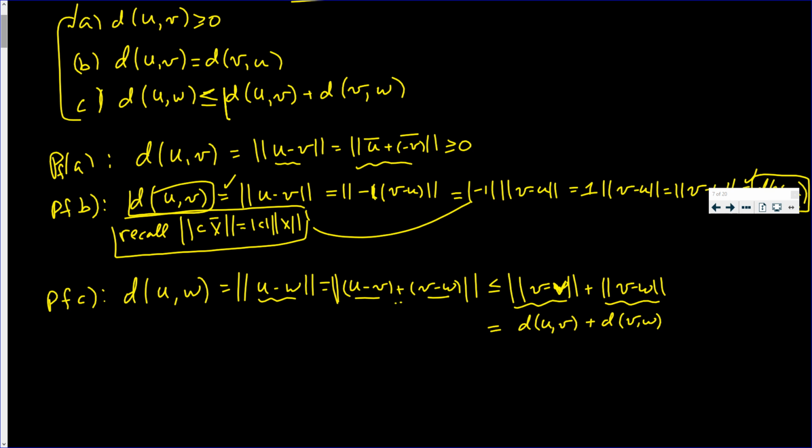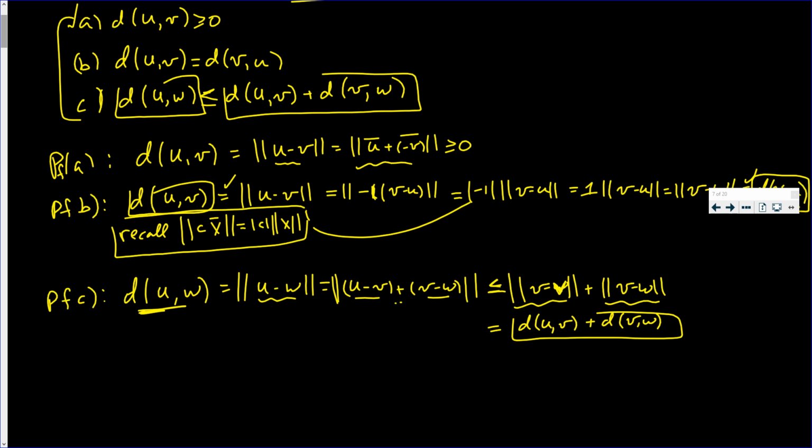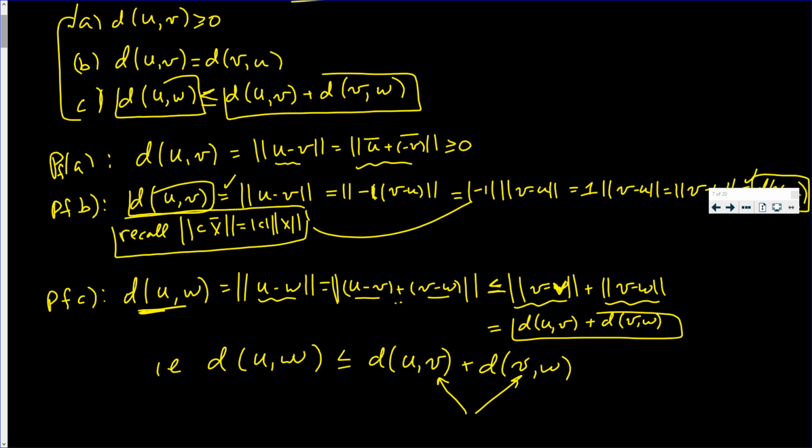Okay, this is exactly what I got. I showed that this mess, which is right here, is less than or equal to this. That is, the distance between u and w is less than or equal to the distance between u and any vector plus the distance between that any vector and w. You can insert any vector you want, it has to be in Rn. This theorem has been proven.